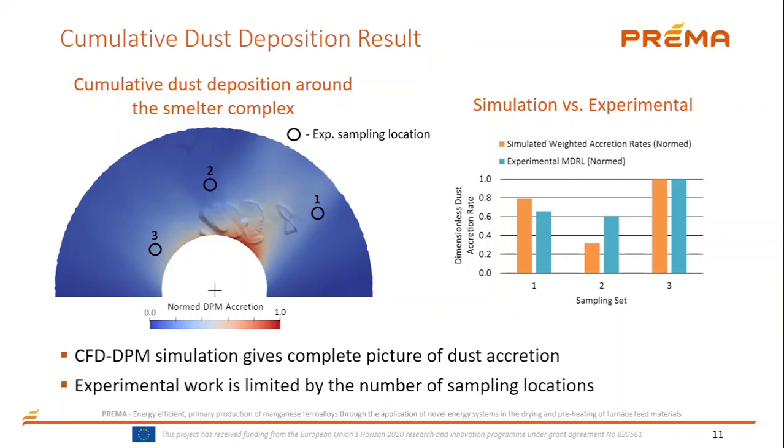A cumulative weighted map for a given sampling period is shown on the left, where it can be seen that there are local effects that the slag heaps have on the dust deposition pattern. There are areas of higher and lower dust deposition.